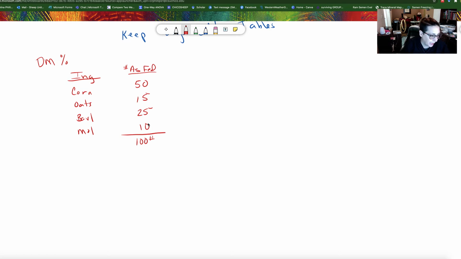This is how you would figure it out. So we know the formula that I mentioned before was taking an amount, in this case the amount as fed, and we're going to multiply each one times that ingredient's respective dry matter percent. So corn was 88% dry matter. The oats was 89% dry matter. So was the barley. They happen to be the same. And the molasses was 77. So we're going to figure out how many pounds of dry matter we have in each ingredient.